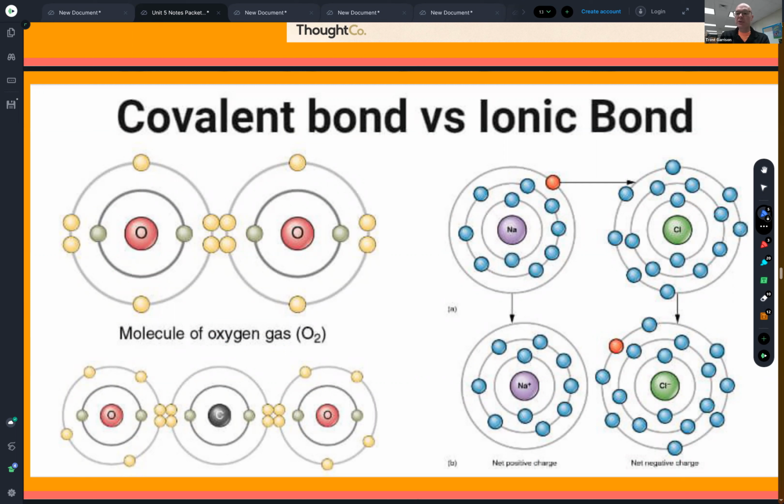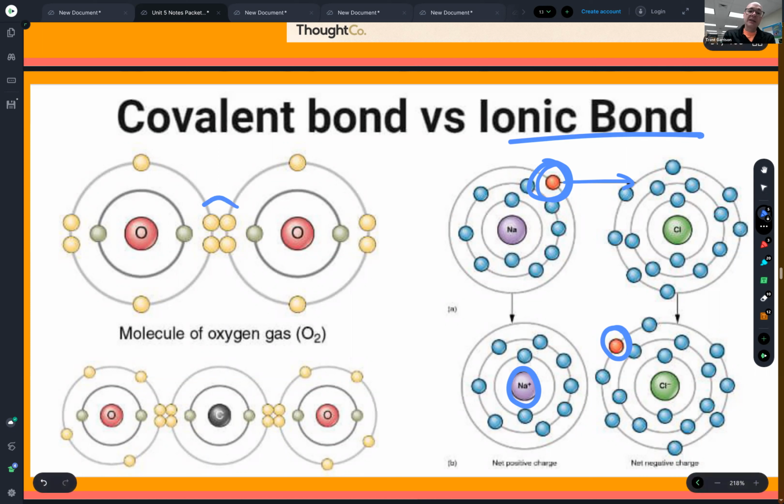What you will notice over here on the right side is that this one red electron is moving locations. It now finds a new home on the negatively charged ion, and it creates a positively charged ion on the left when it loses an electron. They still achieve stable octets, and that's the ionic bond. What we're going to talk about are covalent bonds.